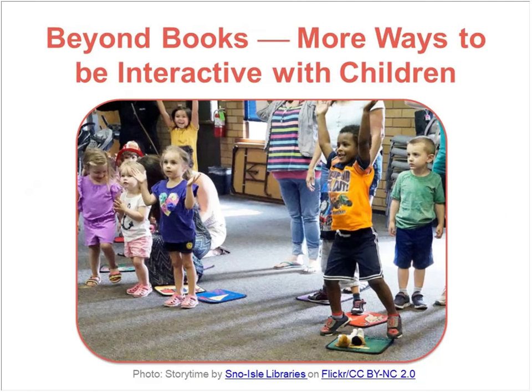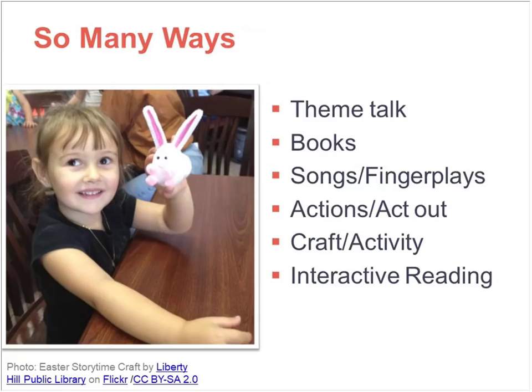So what about more than books? Let's look at some other ways we can be interactive in story time. There are lots of ways we can do this, from the quite simple to the more involved. So if you have a theme in your story time and you're introducing the theme, you might have the children tell you what they know about that topic. You might have a flannel board match where each child is coming up and putting a piece on the flannel board. You can have children act out a story or a rhyme. And you might offer a craft or activity experience.